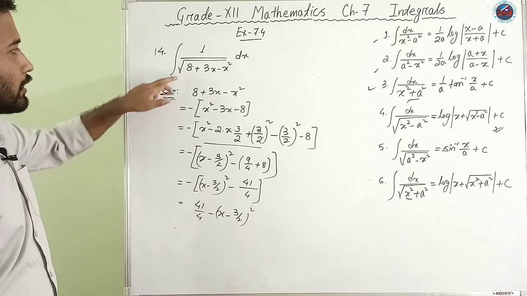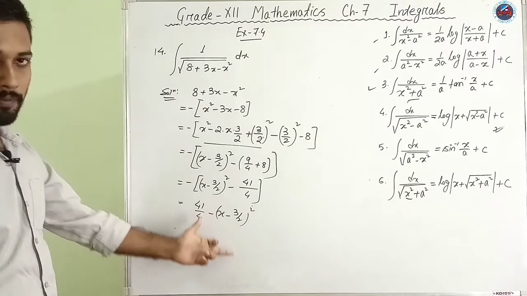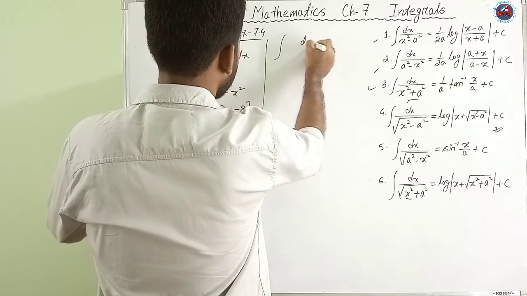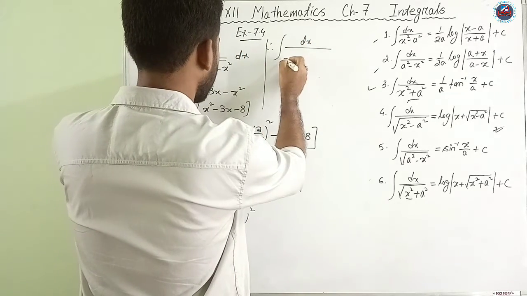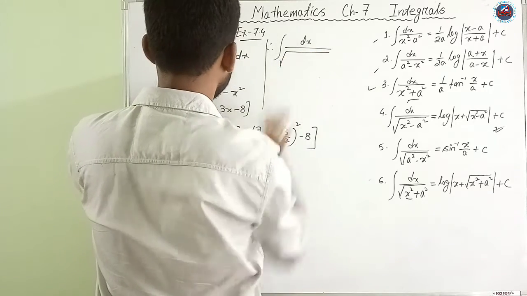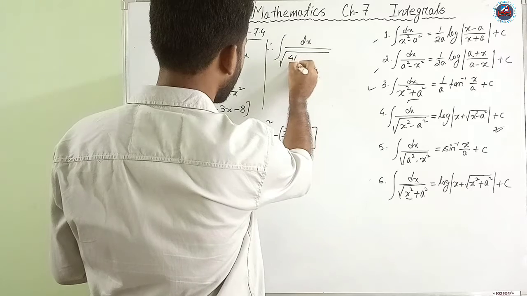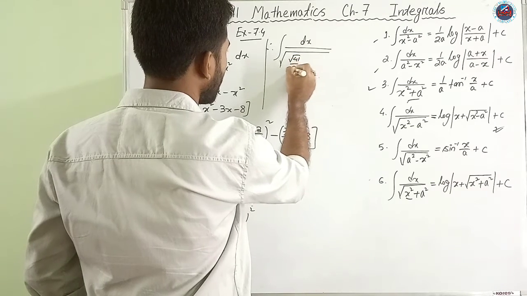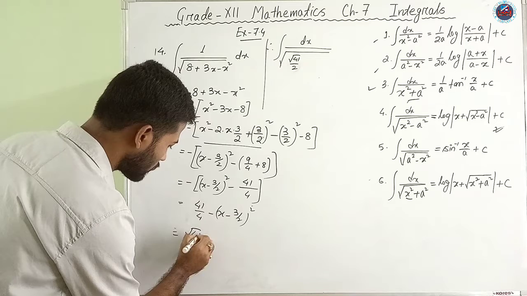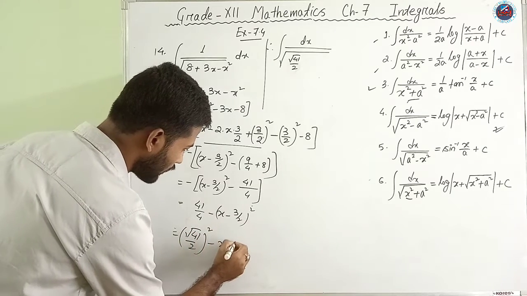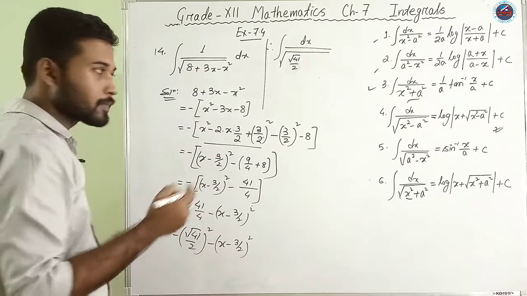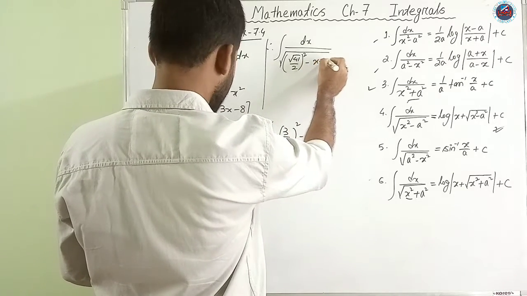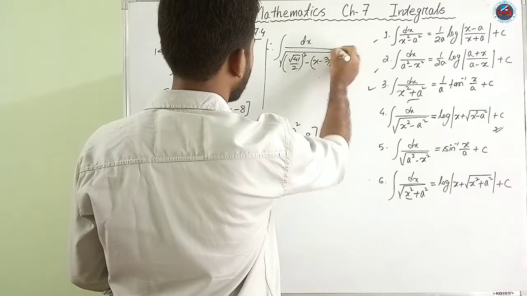Okay. So we have seen that this integration can be written in terms of this. So the next line, let us see what we can write. dx, so reducing the integration, in place of this we can write root over 41 by 2 whole square minus x minus 3 by 2 whole square. Is it fine? Okay.